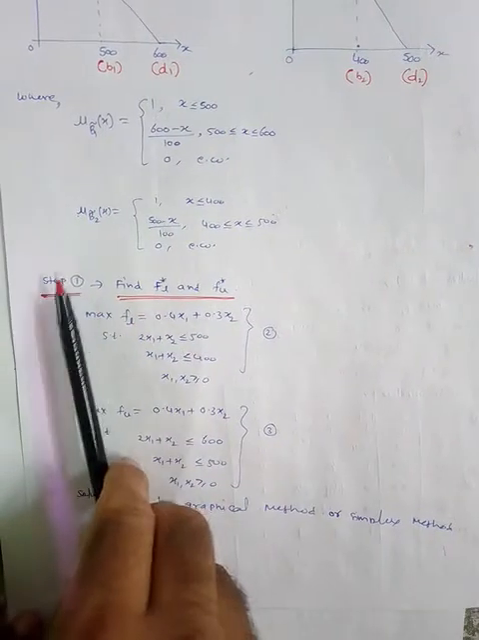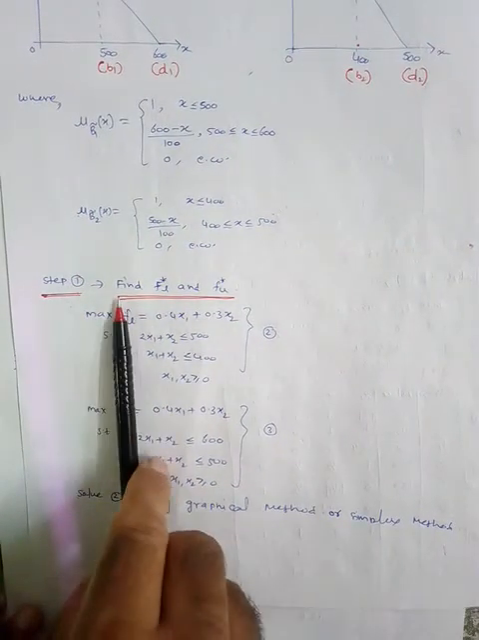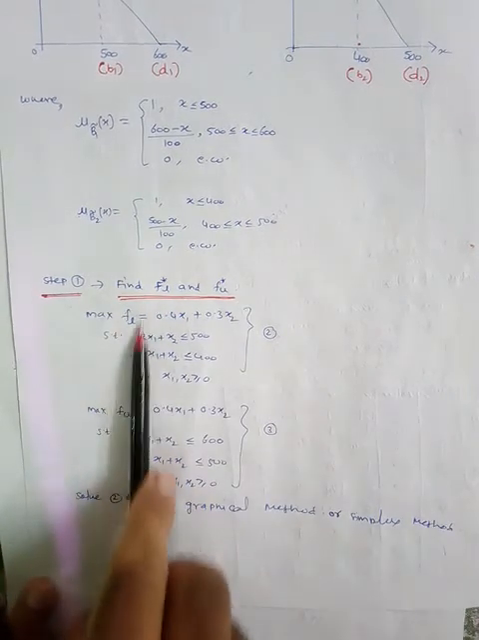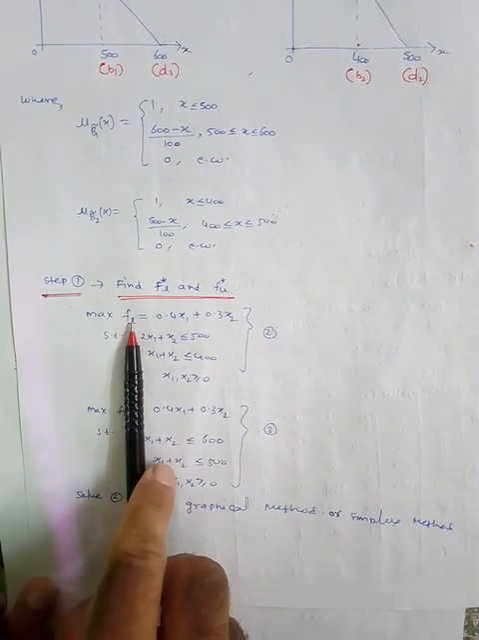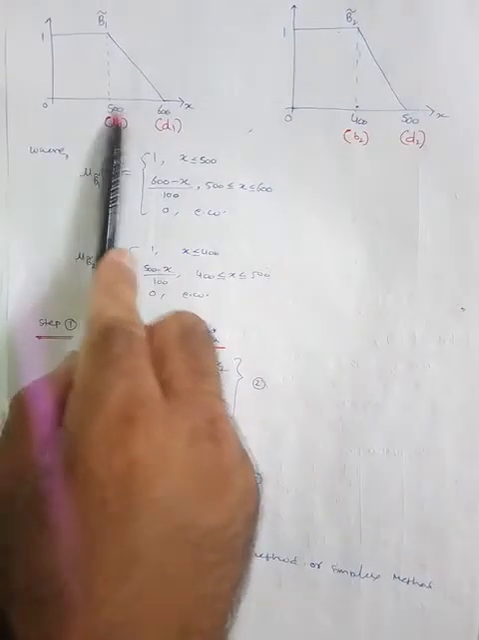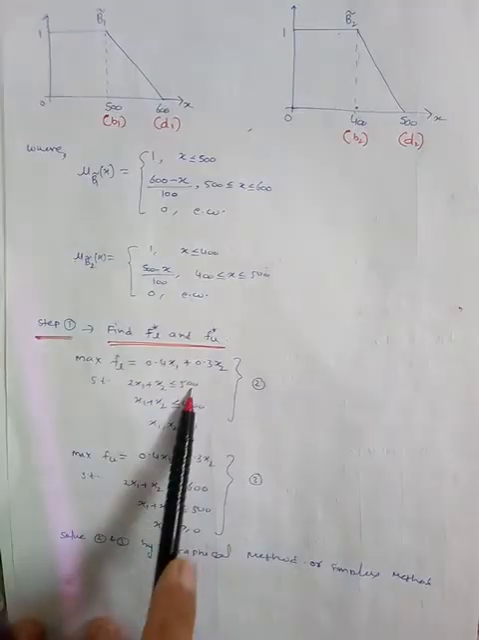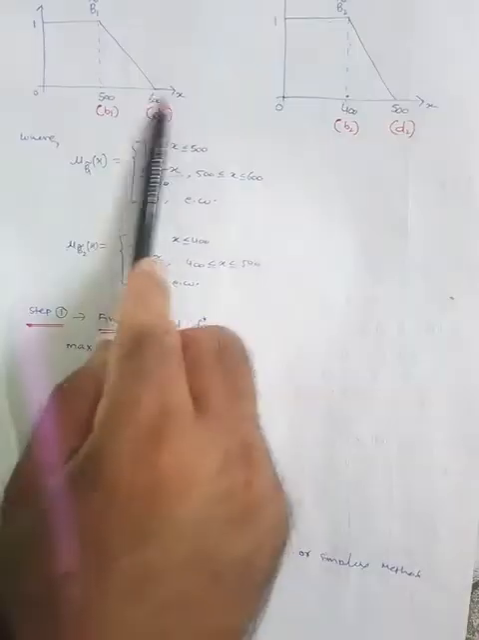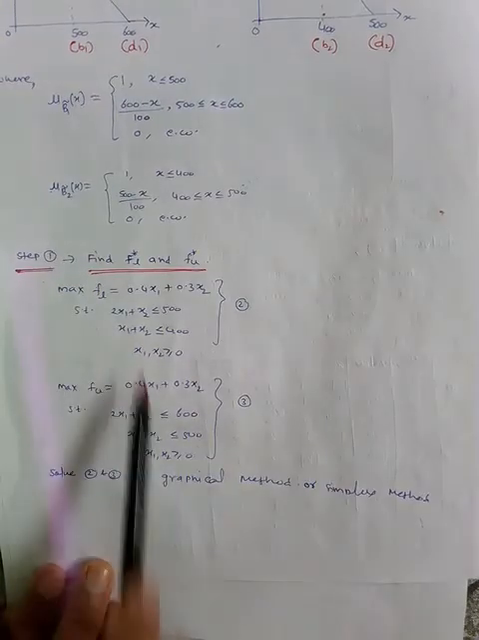Now we will solve the problem in two steps. Find FL star and FU star. So first we will find out FL star. So this is the problem. We are taking the lower bound of this as well as the lower bound of this, so 500 and 400. Similarly for FU we will take the upper bounds, 600 and 500. Then solve these two.